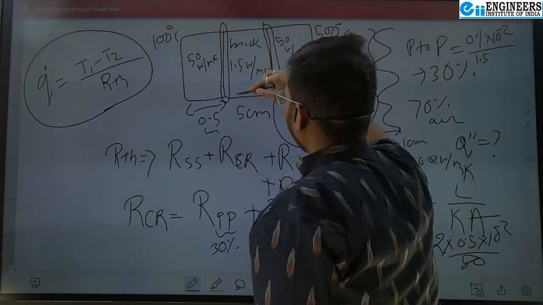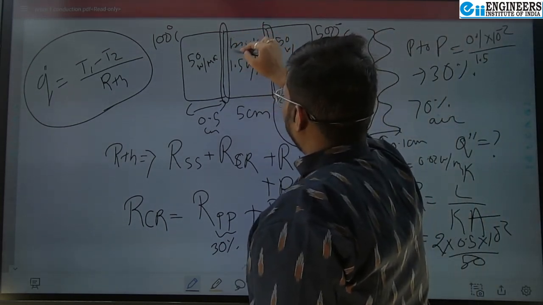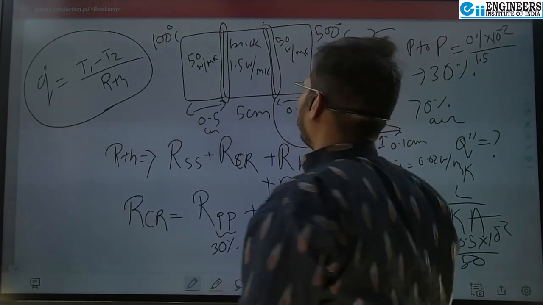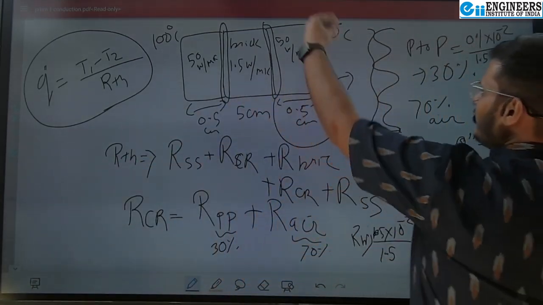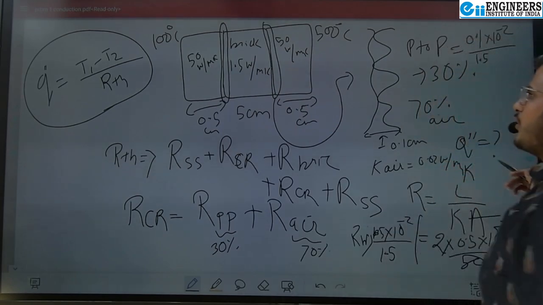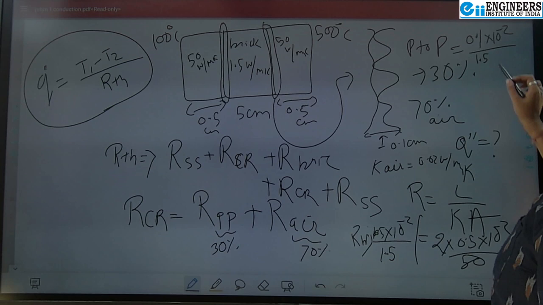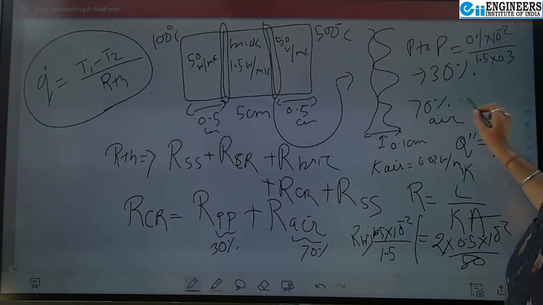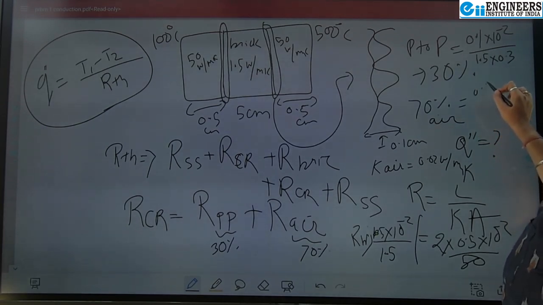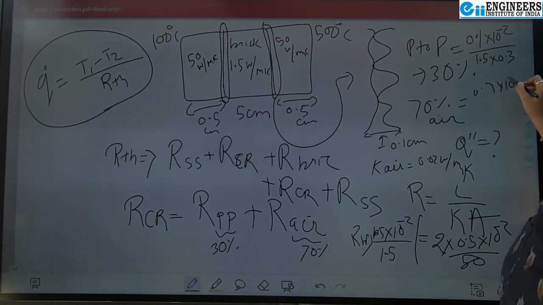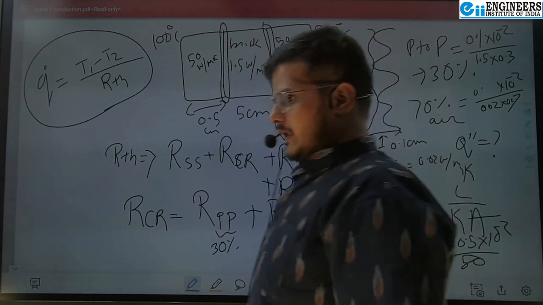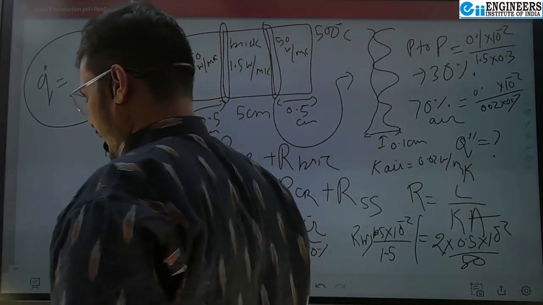Here it is 1.5. Suppose the brick, meaning the protrusions, will have 50 watt per meter Kelvin, and let us assume that the effective thermal conductivity of the solid to solid contact happening over here is 1.5 into 0.3 of area. Similarly for air it will be 0.1 into 10 to the power minus 2 divided by 0.02 into 0.7. So you got all the thermal conductivity, these thermal contact resistances.